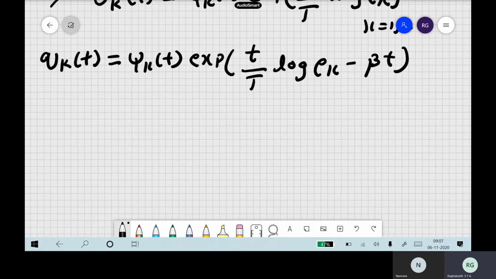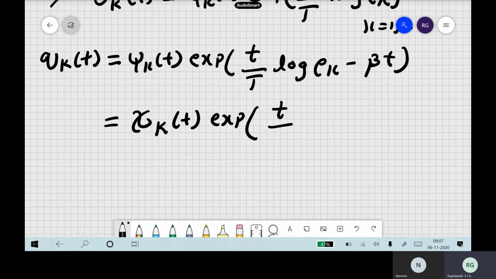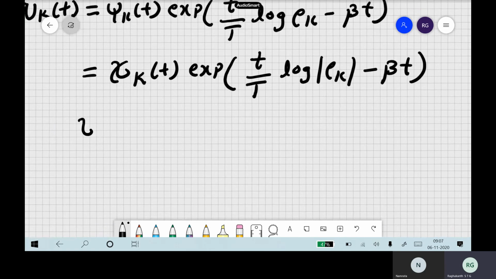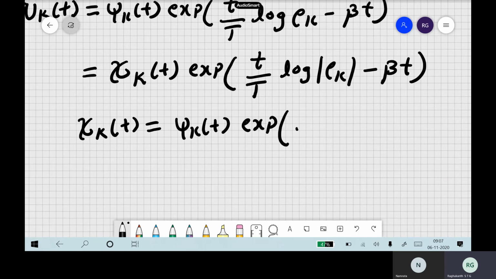So this term you can write in a nice fashion as a sum over k of ψk of t, exponent t by capital T log of ρk. Since ρk is assumed to be complex, you substitute the real part and imaginary part, so ψk of t becomes e to the exponent i t by capital T times the argument of ρk. Okay, so we can write the solution in this format.